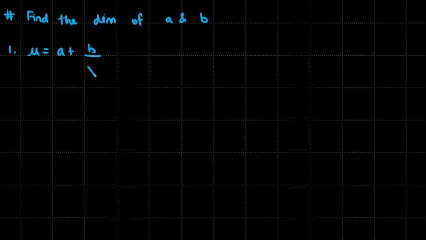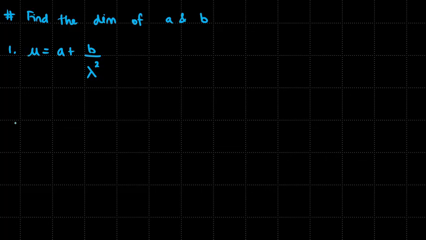We are going to do another question, which is to find the dimension of A and B. So we have two equations. The first equation is mu equals A plus B by lambda squared, where lambda is the wavelength and mu is the refractive index.